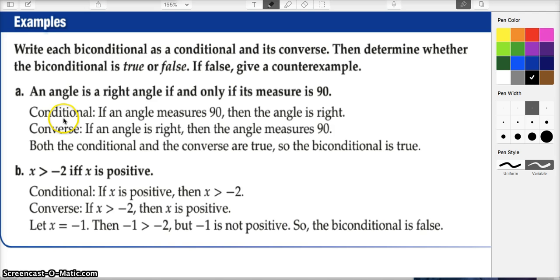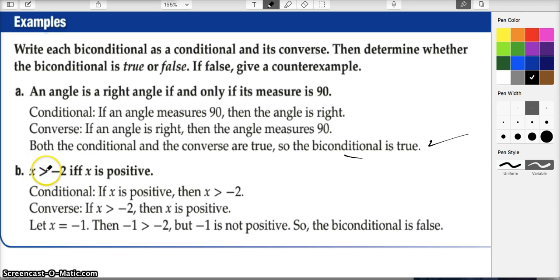So let's think about, what does the conditional say? The conditional would be one way. If an angle is 90 degrees, then the angle is right. Flip it around for the converse. If an angle is right, then the angle is 90 degrees. I think we can see that both of these are true. The conditional and the converse are true. So the biconditional is true.